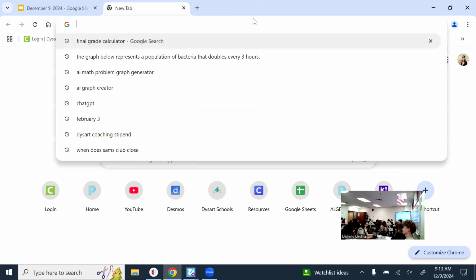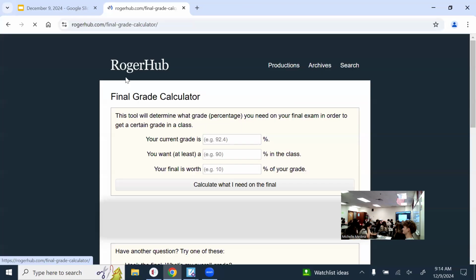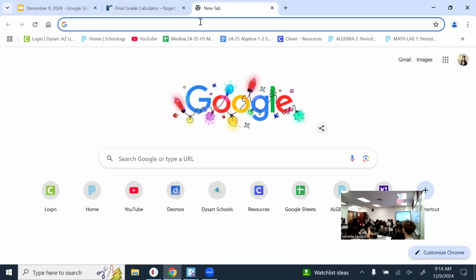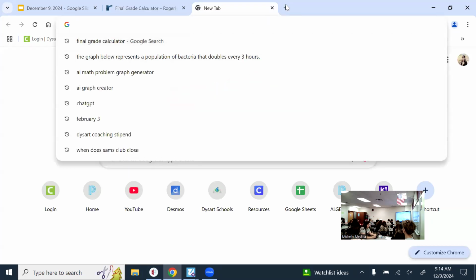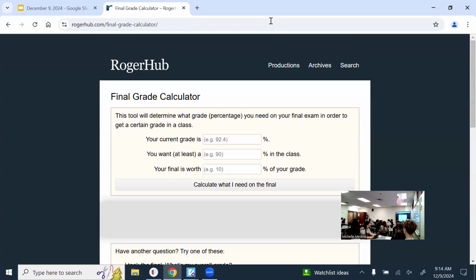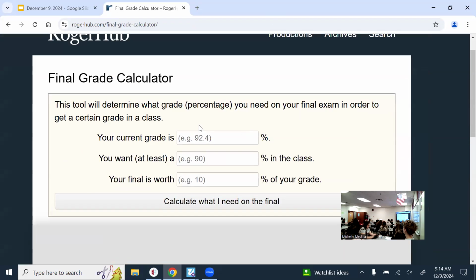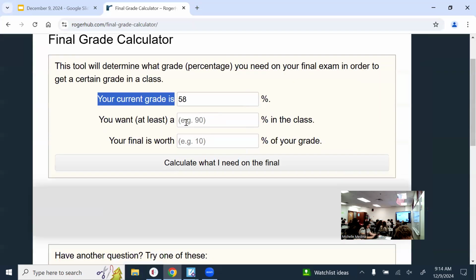So let me show you something so you can manage your expectations. I could also teach you the math of it, but with this, you can just plug in and play around with numbers. I just Googled final exam calculator, and this was the first thing that popped up. There's lots out there, but this is the one I typically use. So say that you are at a 58%. Your current grade, the 90% of your grade that you have right now, say it's a 58%.